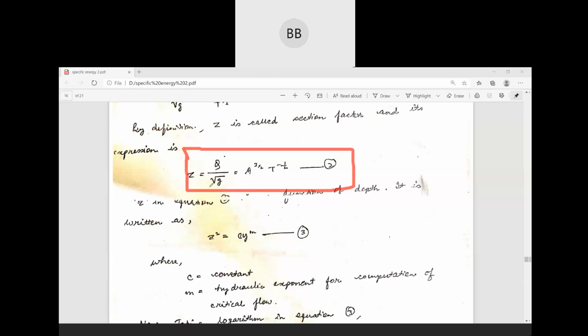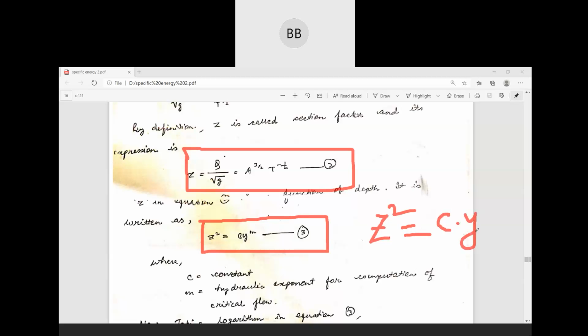So that section factor can also be written in this way. That is, Z square is equal to C, that is a constant, multiplied by y, that is the depth of flow, to the power M. I think this derivation and what we have derived for uniform flow, that hydraulic exponent, is of similar type. Okay?